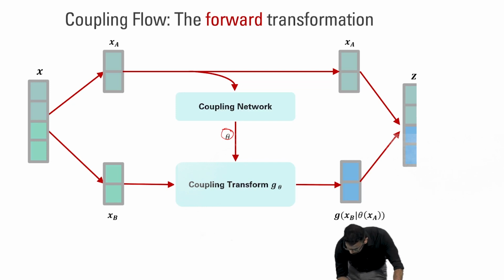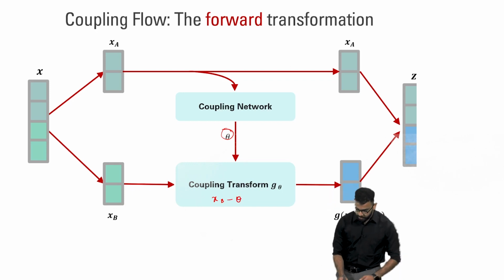And the whole point is to come up with some simple transformation. Let's say, in this case, something simple like, so you have XB. I'm going to say that my coupling transform does something like XB minus theta, something like that, right? So this is a very simple transformation which is easy to invert. You'll see how it becomes invertible.